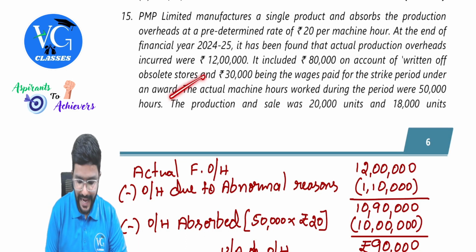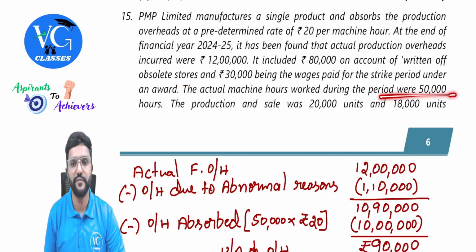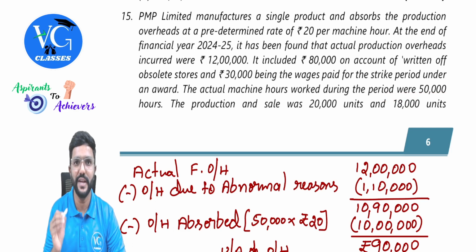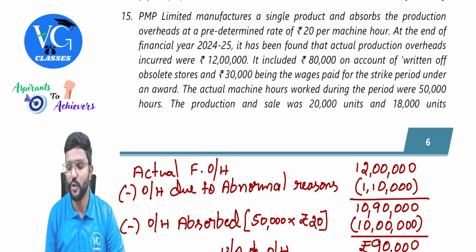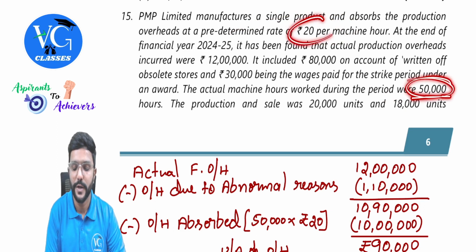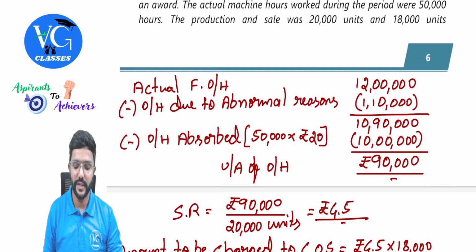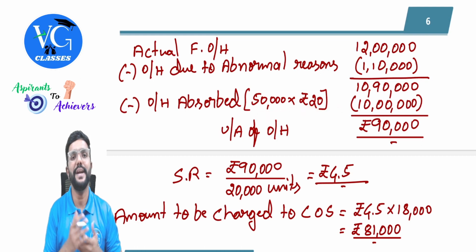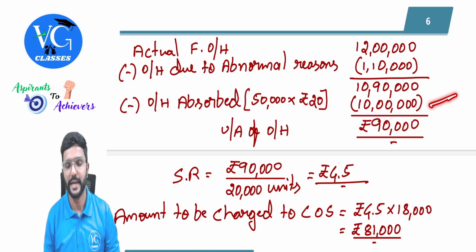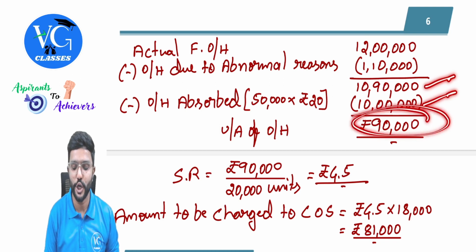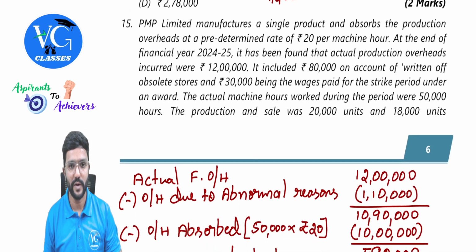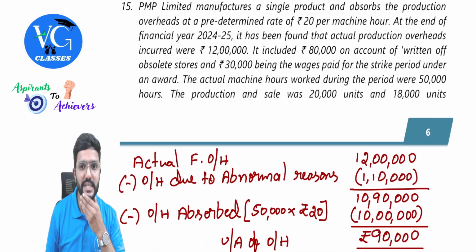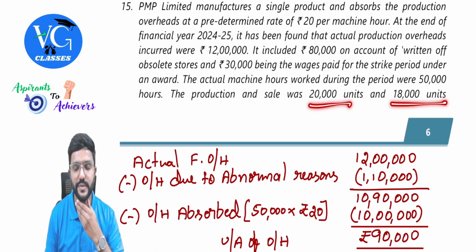Next, the actual machine hours worked during the period was 50,000 hours. So for each and every hour the machine works, we will absorb how much? 20 rupees. So if I ask you how much overhead is absorbed, 50,000 into 20, so overhead absorbed is 10 lakh. So overhead incurred is 10 lakh 90,000, absorbed is 10 lakh. That means there is an under absorption of overhead of how much? 90,000. But we will see what they have asked. The production and sales were 20,000 and 18,000 units.